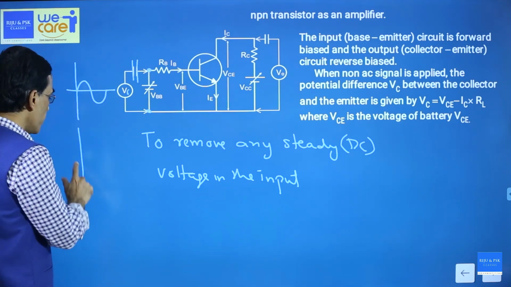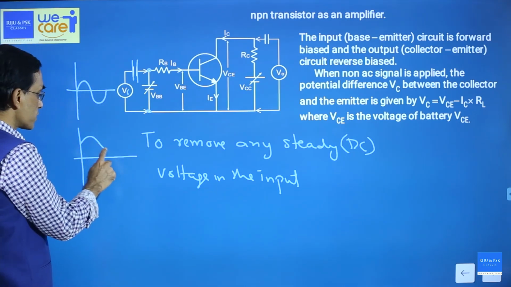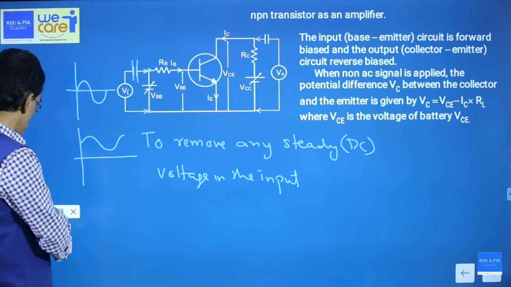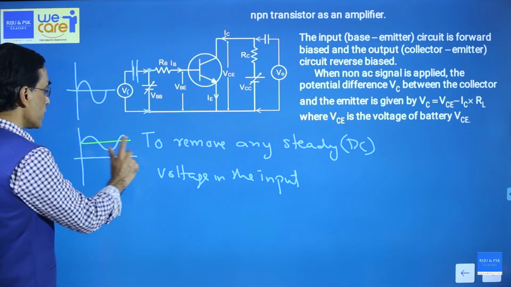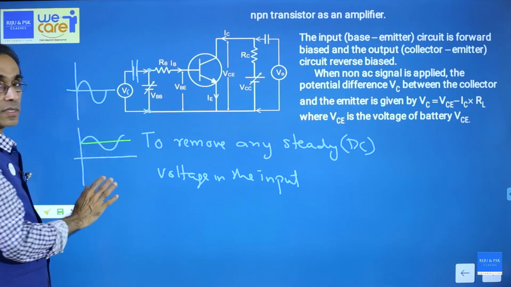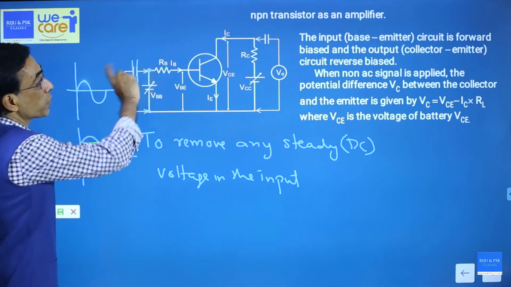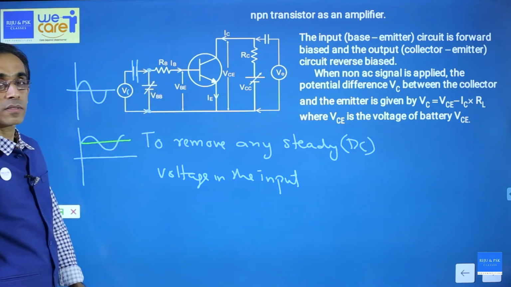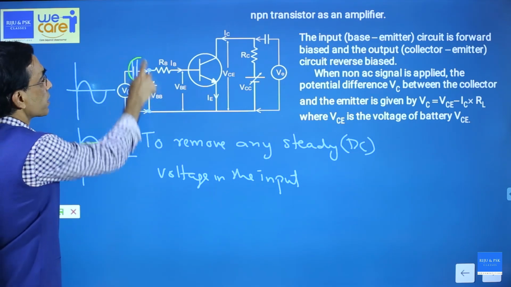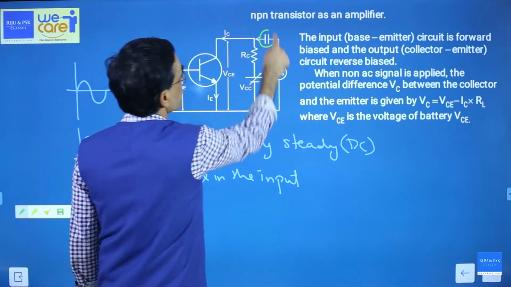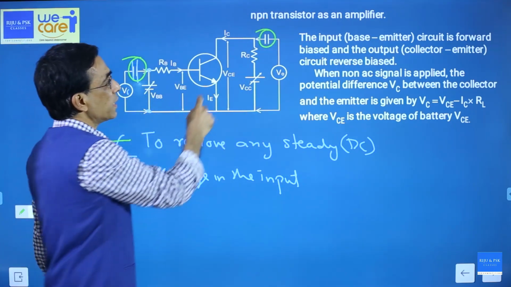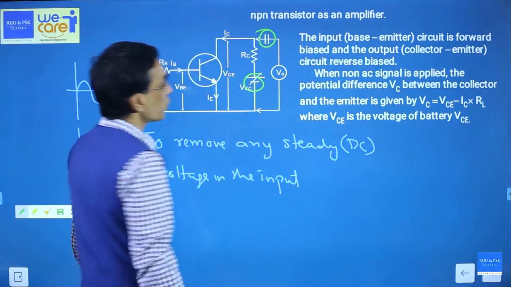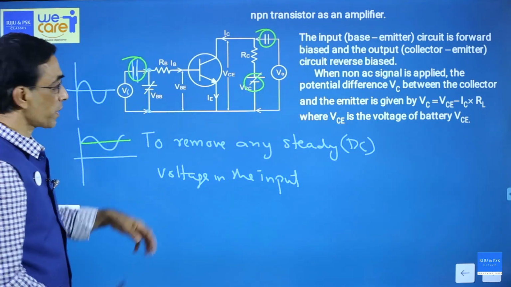Suppose you have a wave like this. Is this a sine wave? Of course it has a sine wave plus a DC. It's a combination of sine wave and a DC. You don't want this DC to come into the circuit because that will change the biasing voltage. So to remove this, you use a capacitor. You can see a capacitor outside also. If you don't use this capacitor, this DC voltage will come to the output. So you need to prevent those DCs. That's why we use a capacitor.